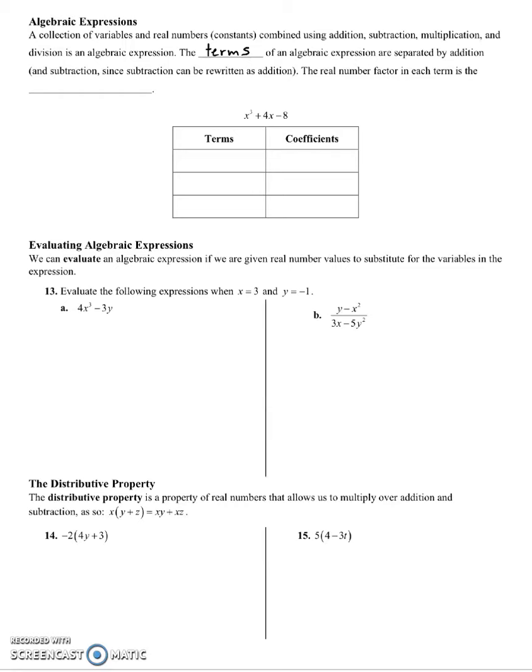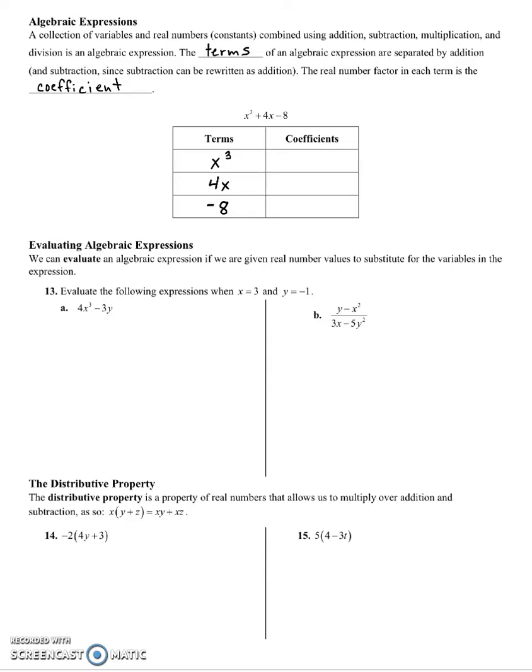The real number factor in each term is what we call the coefficient. And remember, factors are things that are multiplied together. So, for example, if we look at x cubed plus 4x minus 8, our terms are x cubed, then we have a plus sign, so the next term is 4x, and the next term is a negative 8. We always take the sign with the term.